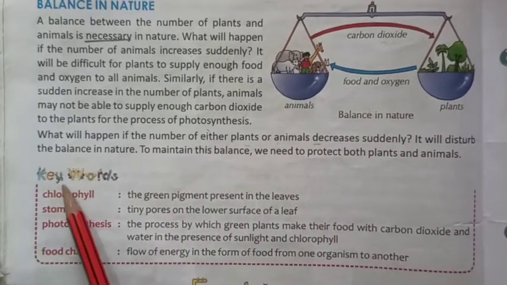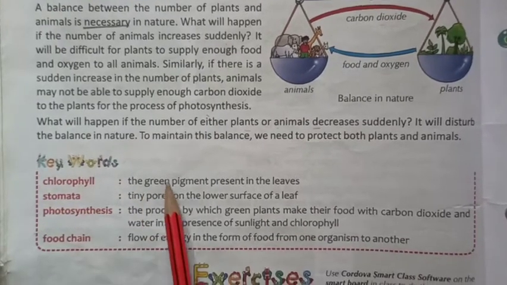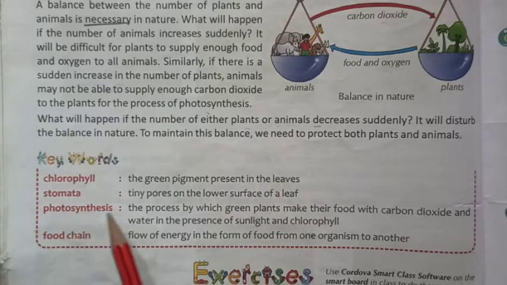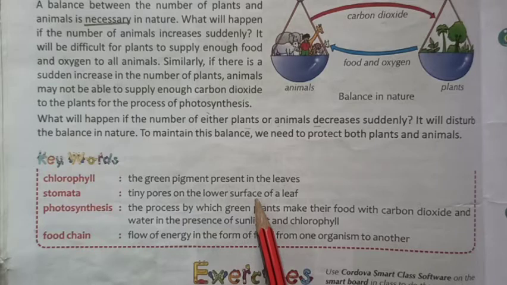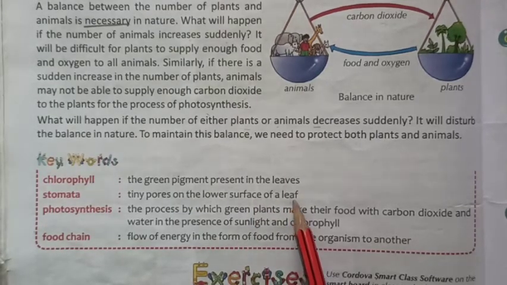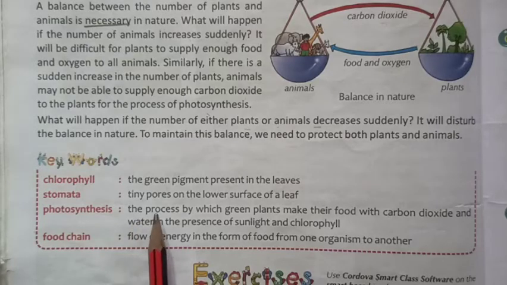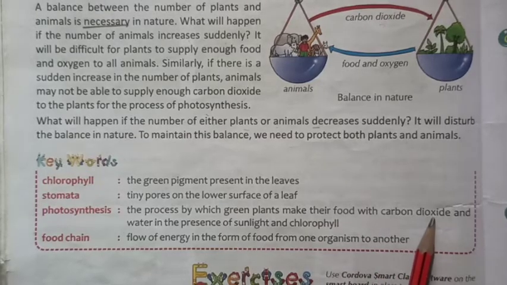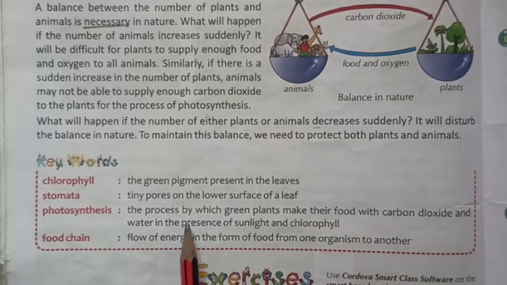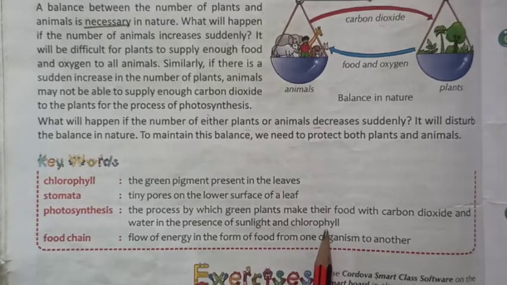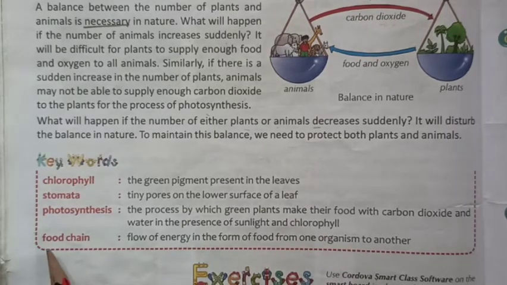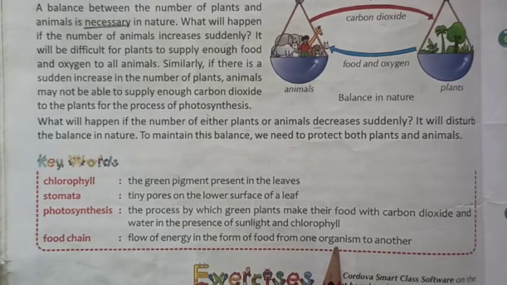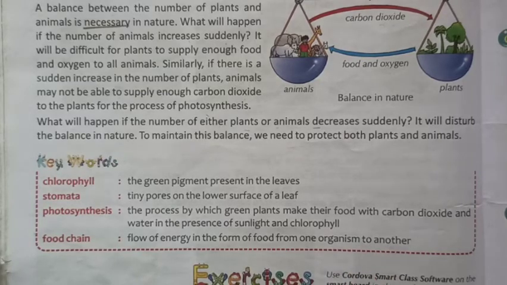Now let us look at the key words. Chlorophyll. The green pigment present in the leaves is chlorophyll. Stomata. Tiny pores on the lower surface of a leaf are called stomata. Photosynthesis. The process by which green plants make their food with carbon dioxide and water in the presence of sunlight and chlorophyll is called photosynthesis. Food chain. Flow of energy in the form of food from one organism to another is called food chain.